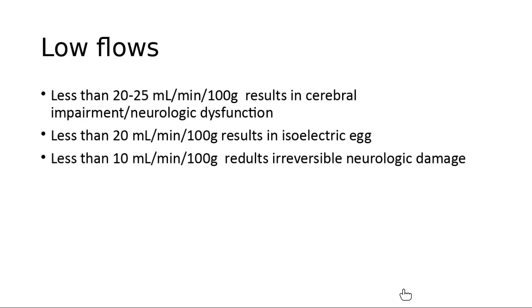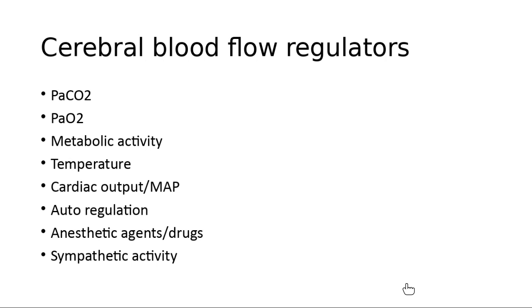There are multiple factors that affect blood flow regulation in general. Number one is PaCO2. Number two is PaO2. Metabolic activity, temperature, cardiac output and mean arterial pressures, then autoregulation, anesthetic agents and drugs, as well as sympathetic activity. We're going to touch on some of those topics during the rest of this presentation.